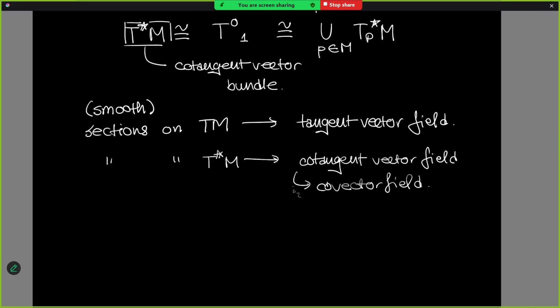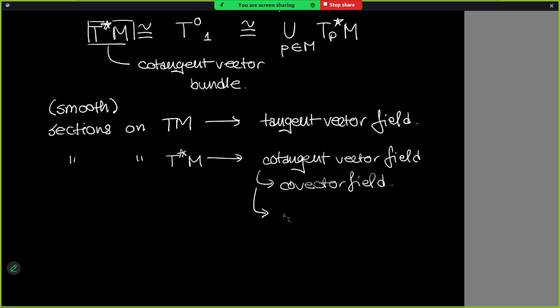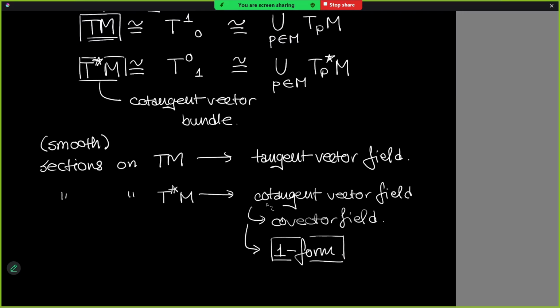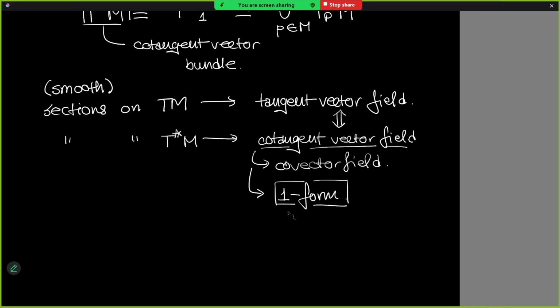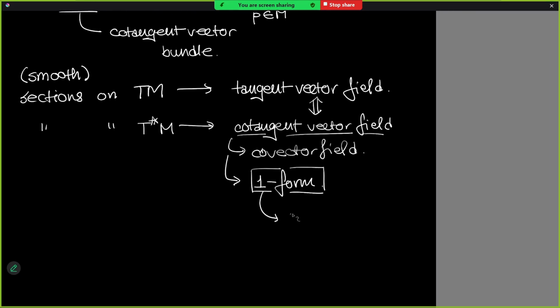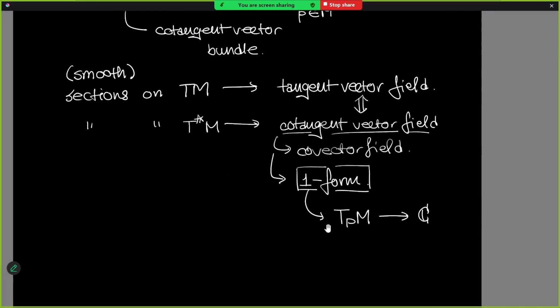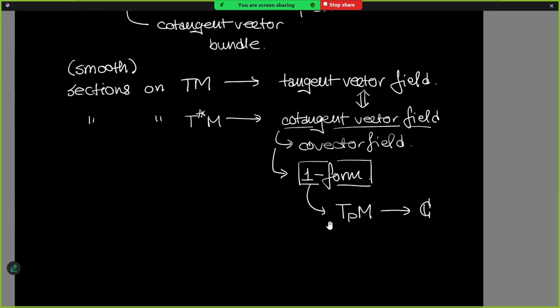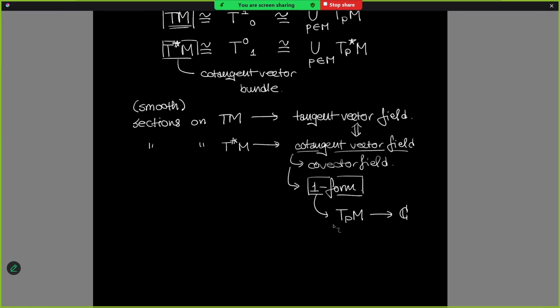But it seems like the most common name for this, the thing that's stuck, is that this is a one form. I like the name cotangent vector field because it shows the symmetry between these two things, but I'm pretty sure the reason this thing is called a one form is because it takes one element of TpM and then annihilates it into a scalar. So that's I think where the idea of form came from.